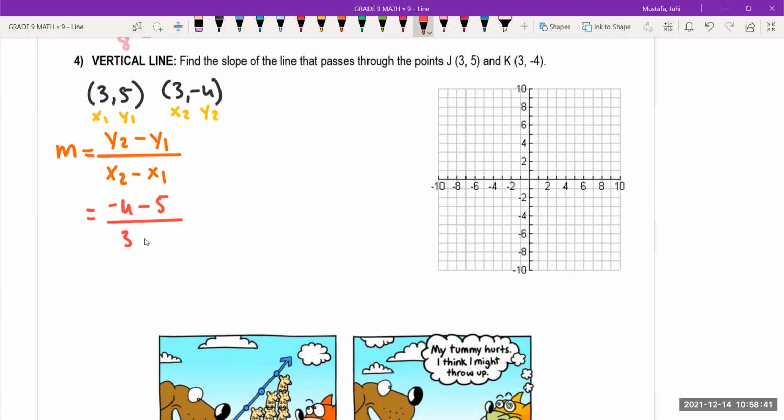minus x1, 3. So when you reduce this, -4 minus 5, different signs, same signs, add the number and keep the sign. So it's going to be -9 over 0. Are you allowed to have a fraction where the number is 0? It's kind of like saying I'm giving 9 slices of pizza, but I have no slices of pizza available. Is that even possible? It's not possible. If you were to put this into your calculator, you would get an error, and this is what we consider to be undefined.